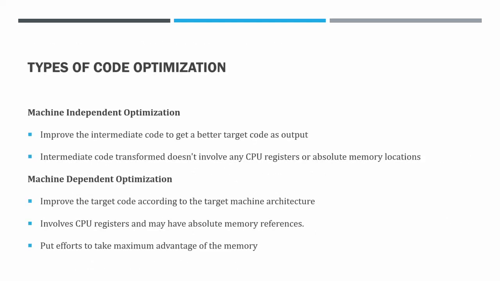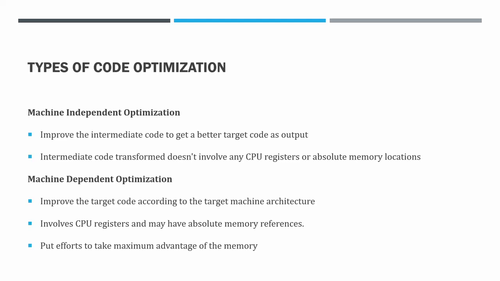And we have different types of code optimization also. One is machine independent optimization and the other is machine dependent optimization. In the independent optimization, the intermediate code is improved to produce a better target code as the output. Here the intermediate code transform does not involve any CPU registers or absolute memory locations. That is why we call this machine independent optimization, which means this optimized code is able to run on any kind of platform.